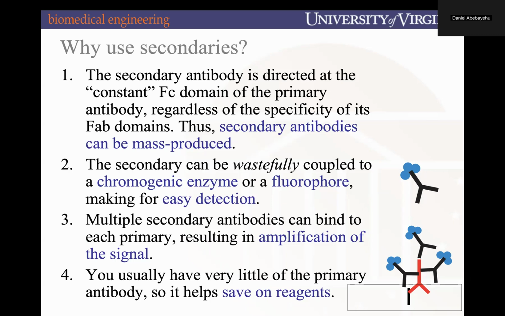So the key takeaways are secondary antibodies can be easily mass produced. They can be easily tethered with these fluorophore or chromogenic enzymes. And a key thing is that it results in the amplification of signal, which is really helpful if you're trying to measure some protein that can be hard to detect.